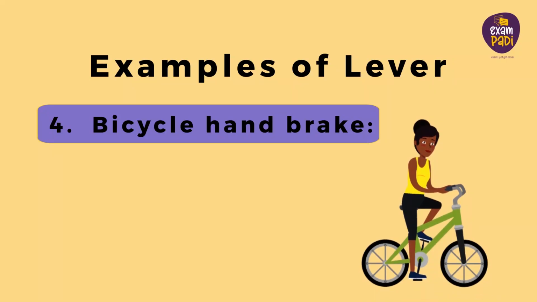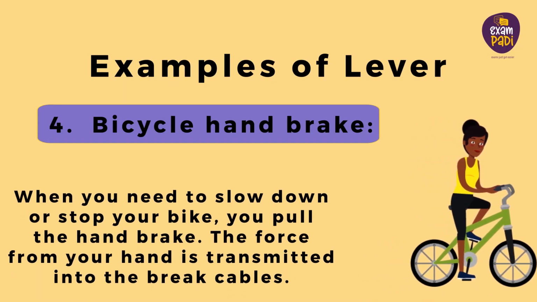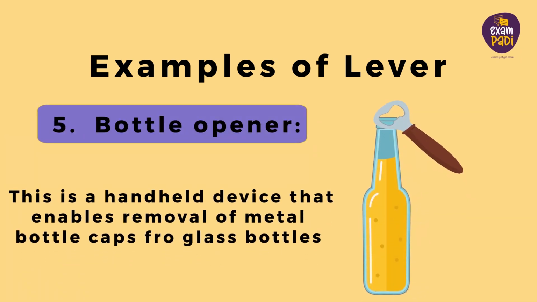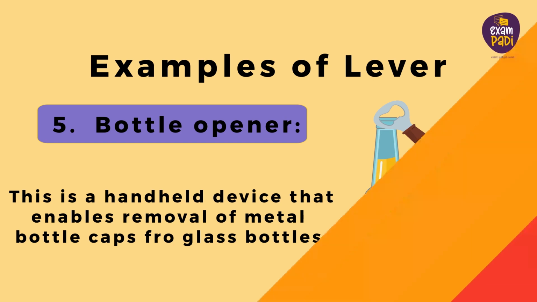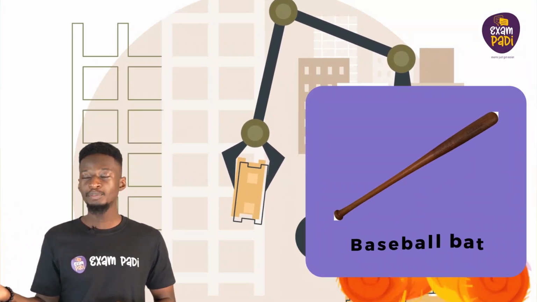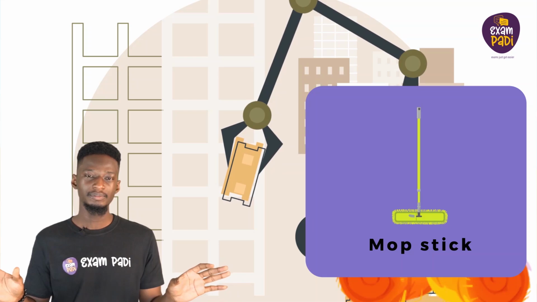4. Bicycle handbrake. When you need to slow down or stop your bike, you pull the handbrake. The force from your hand is transmitted into the brake cables. 5. Bottle opener. This is a handheld device that enables the removal of metal bottle caps from glass bottles. Other examples include car door handle, baseball bat, broom, mop stick, and so on.